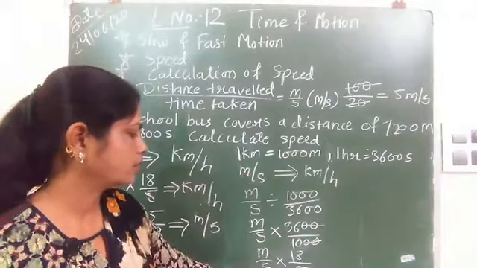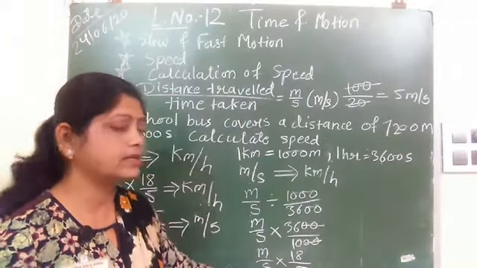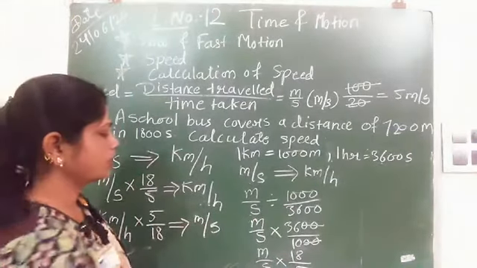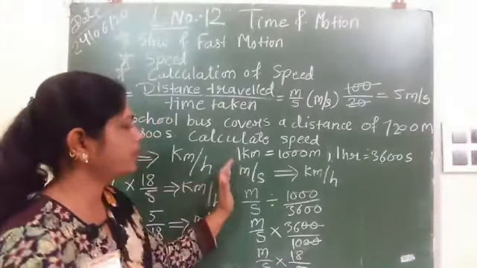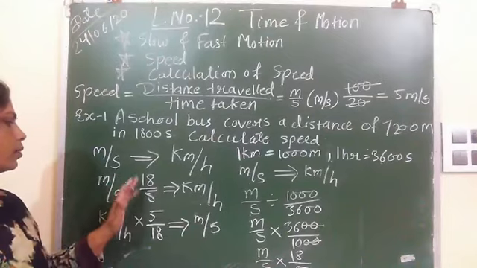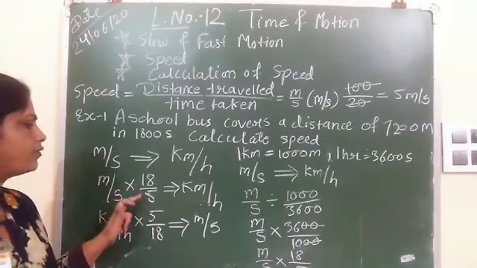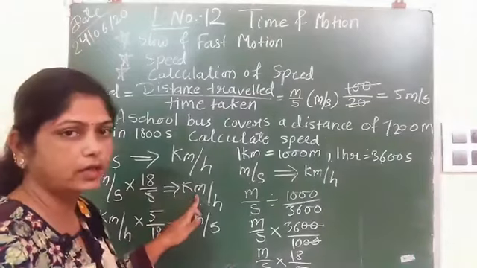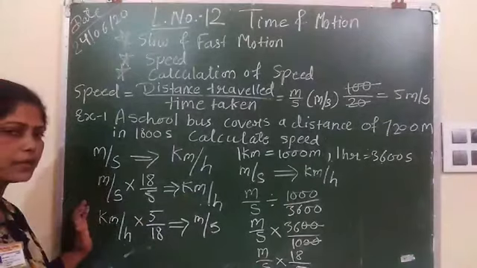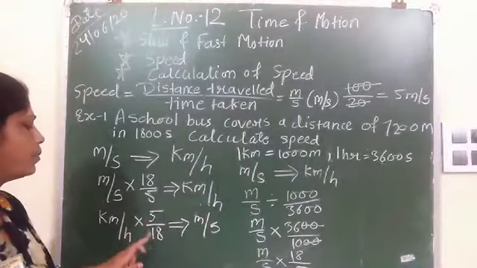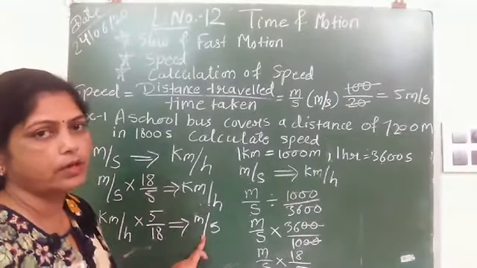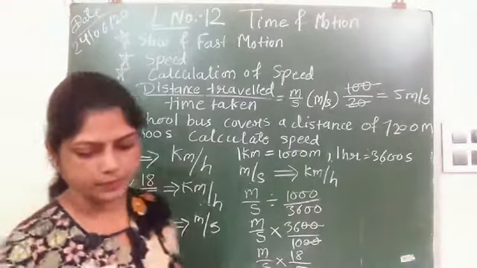By solving it, you can see how 18/5 came. Okay. So if you want to convert the speed which is given in meter per second, then it should be multiplied by 18/5. It gives the speed in kilometer per hour. And if the speed is given in kilometer per hour, then it should be multiplied by 5/18, which gives the speed in meter per second.